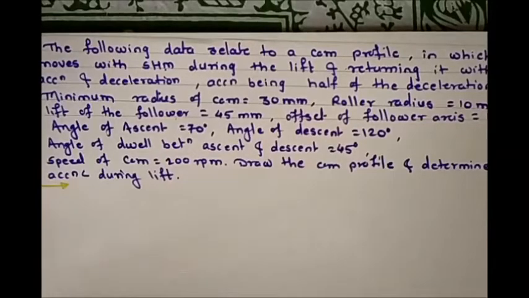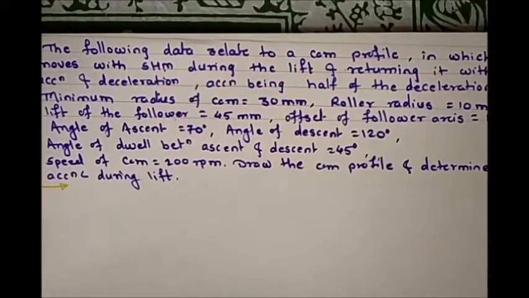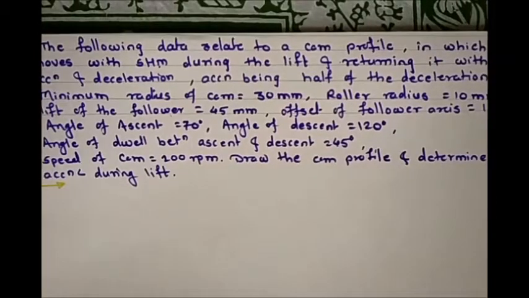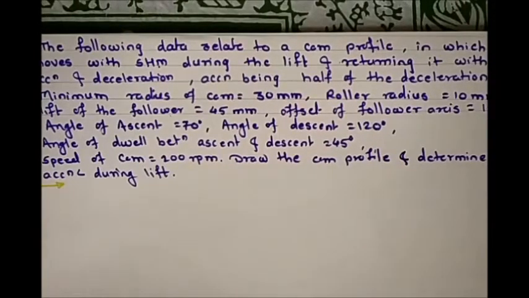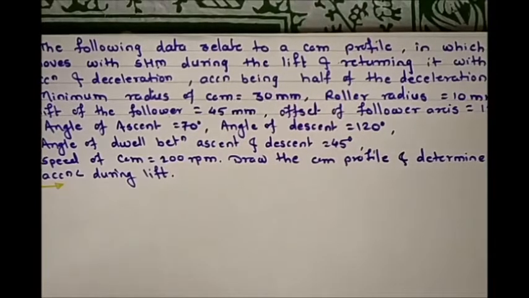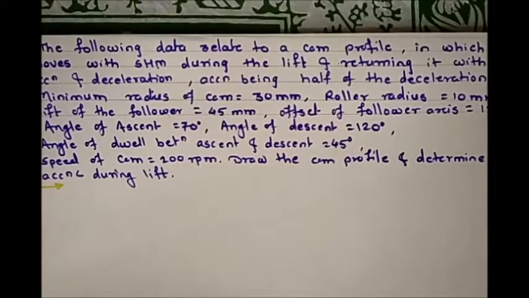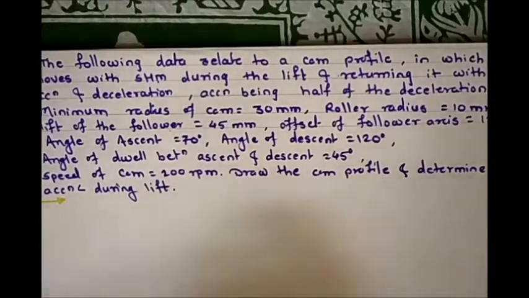Everyone, let's take the next type of numerical, based on a reciprocating roller follower but having some offset, where acceleration is half of retardation. In the first case we saw acceleration equal to retardation, but when they mention acceleration is 1/3 of retardation or 2/4 of retardation, what is the procedure we are going to see in this numerical.